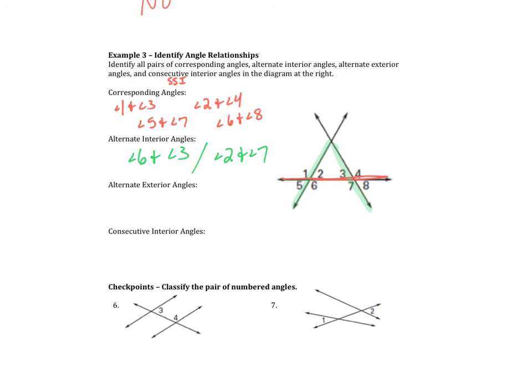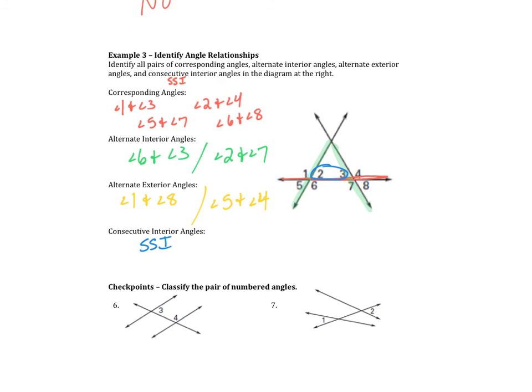Alternate exterior will be on the outside and opposite sides of the transversal. So angle 1 is on the outside, and that will be paired up with angle 8 because angle 1 is on the left outside and above. Angle 8 is on the right outside and below. And we also have angle 5 and angle 4 because angle 5 is below and left on the outside. Angle 4 is on the outside, above and to the right. Those are alternate exterior.